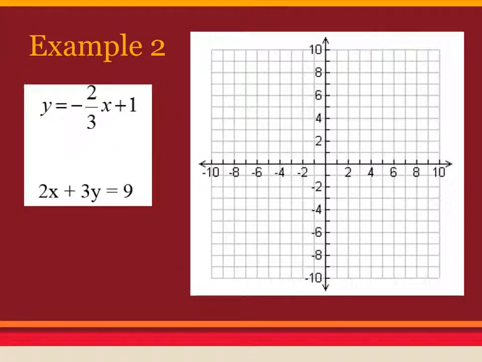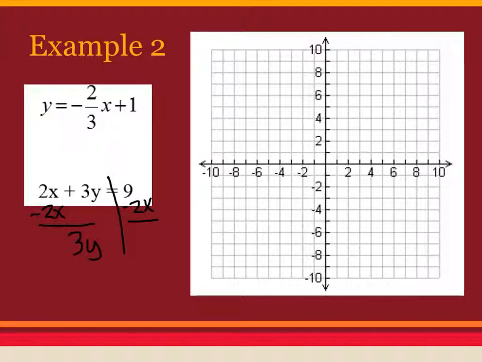Taking a look at example 2, we have y equals negative 2/3 x plus 1. That is already in slope-intercept form. Our second equation is 2x plus 3y equals 9. We're going to solve this for y. We subtract 2x from both sides. Our job is to find the y by itself.